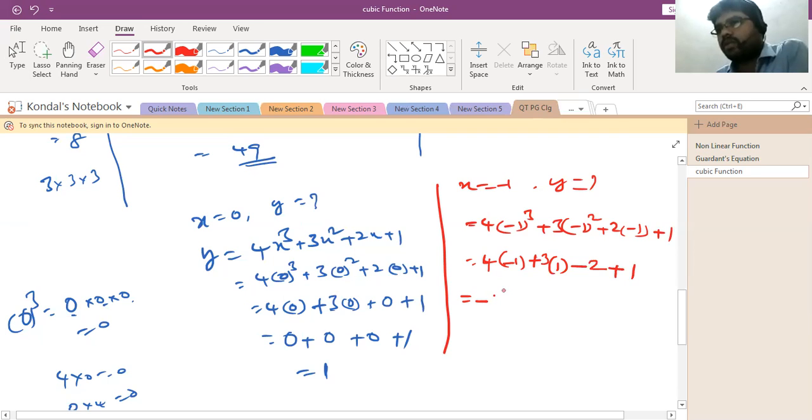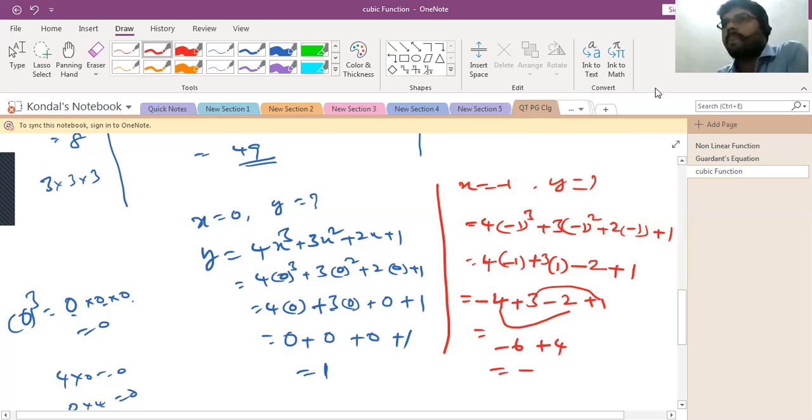So here minus 4. Plus into plus is plus, 3 into 1 is 3. So you can take minus 2 plus 1. You can add the negative values as well as the positive values once. So here minus 6 plus 4 is equal to how much will we get? Minus 2.